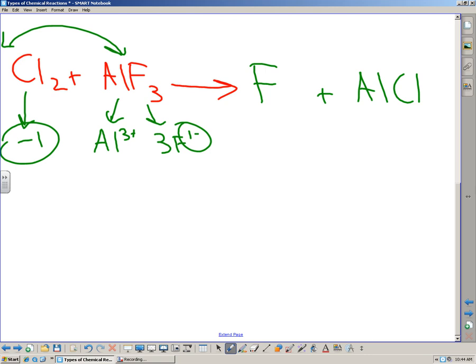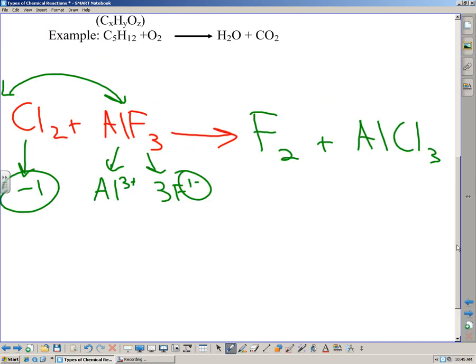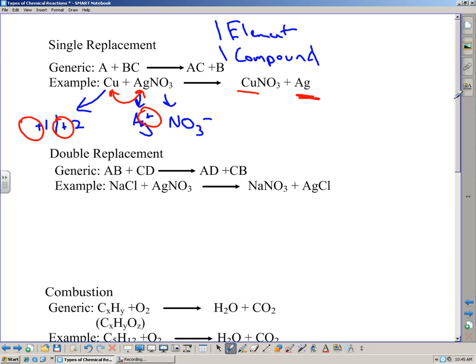Now, when fluorine's by itself, what does it need? 2. Why? Yeah, because it's part of the Brinkelhoff. Okay? Then, aluminum is 3 plus, chlorine is 1 minus, so what do we need to do to get that compound to balance out? We need 3 chlorines, AlCl3. Questions on that? All right, if we go back up here, we look at the next type of reaction that we have, a double replacement reaction. The key to a double replacement reaction is that you start with 2 compounds.